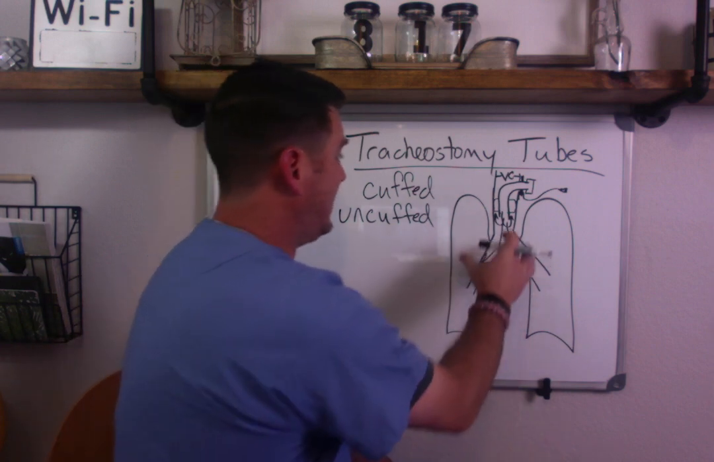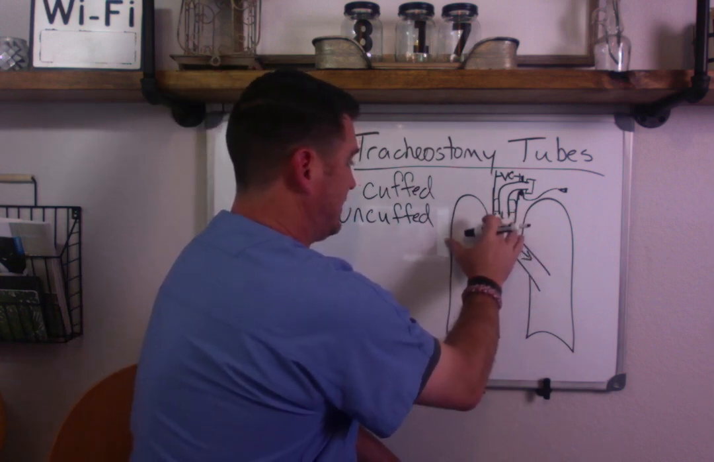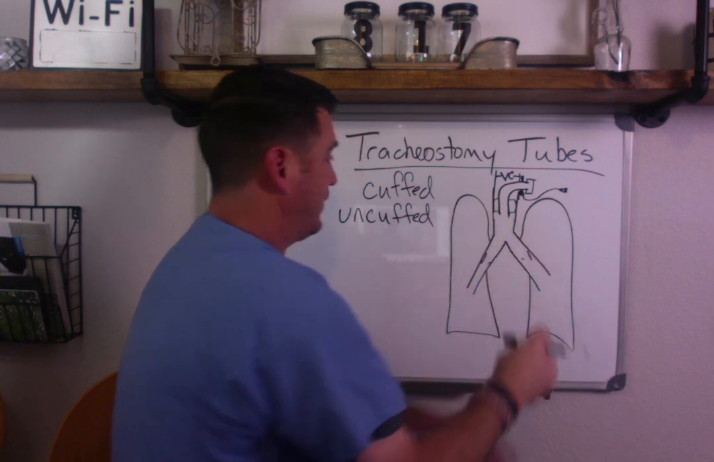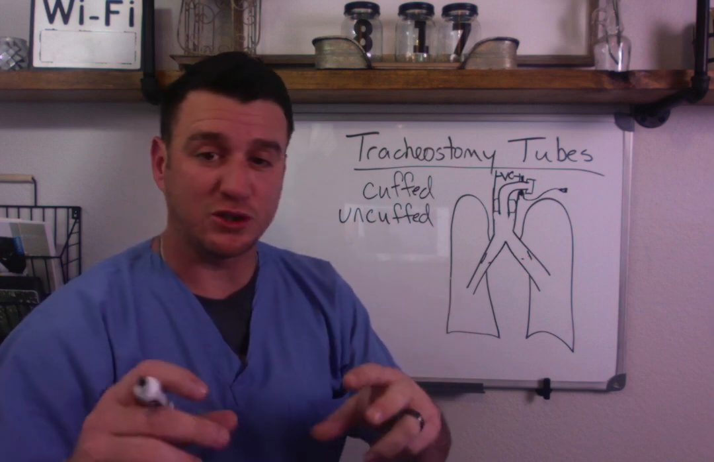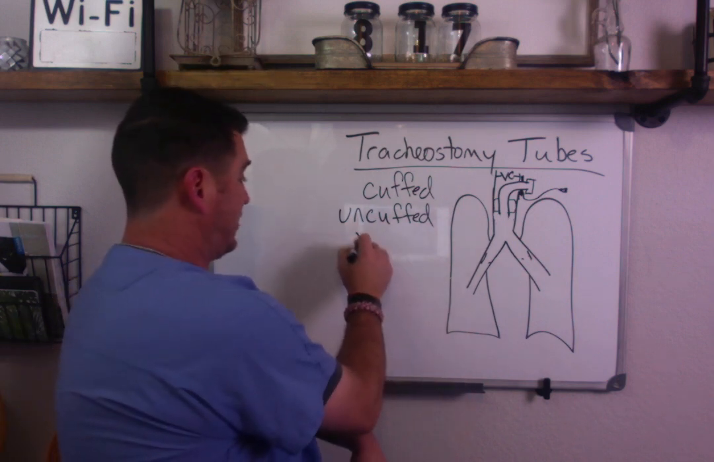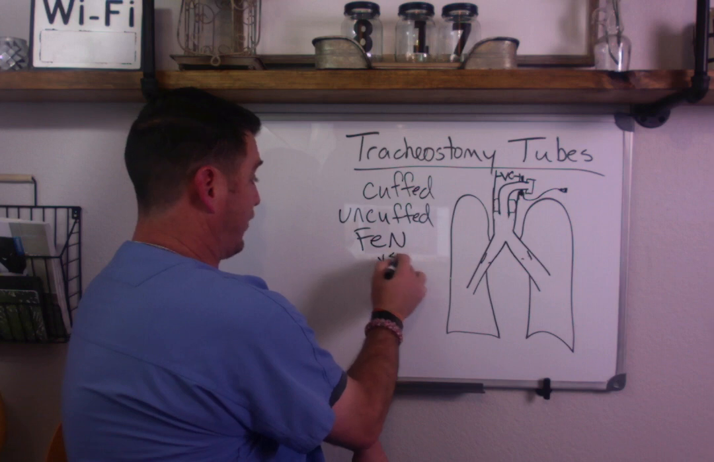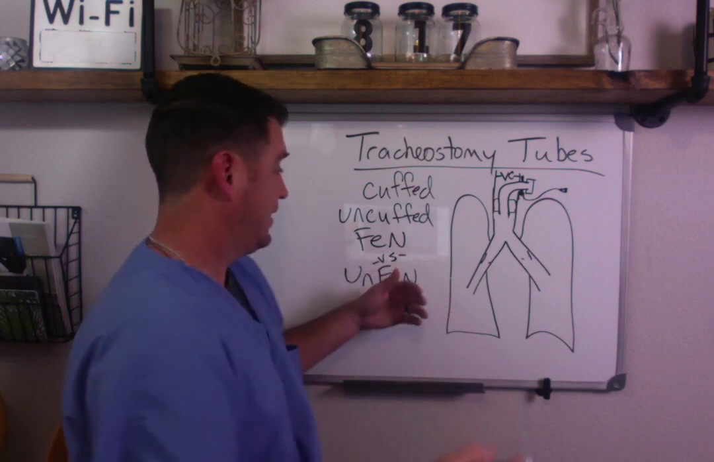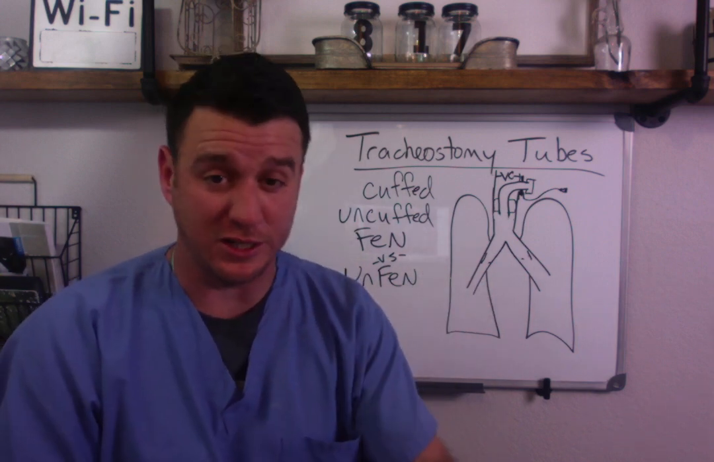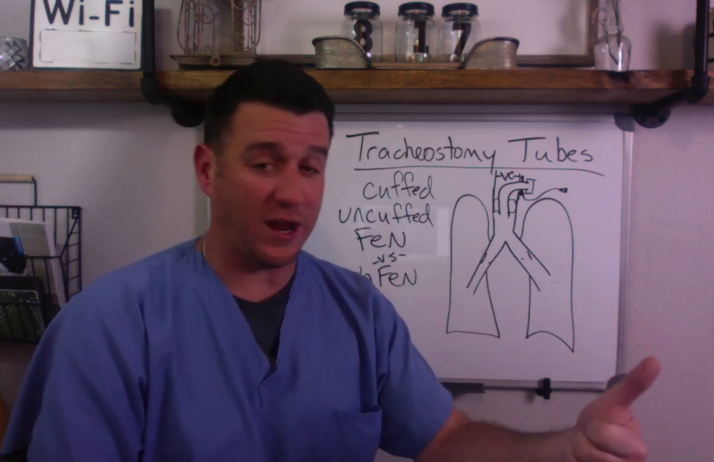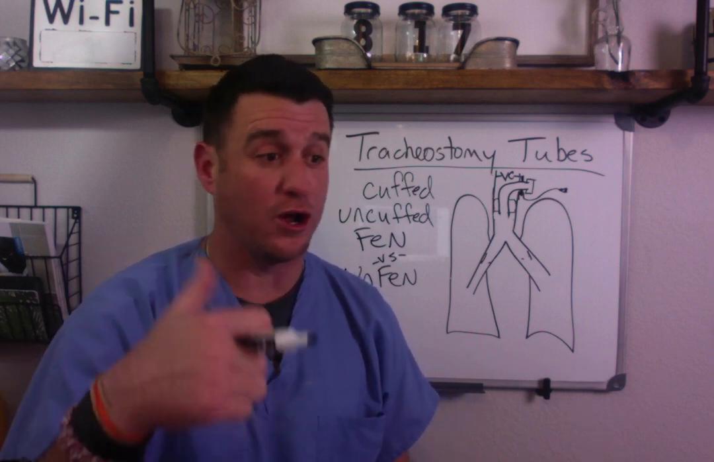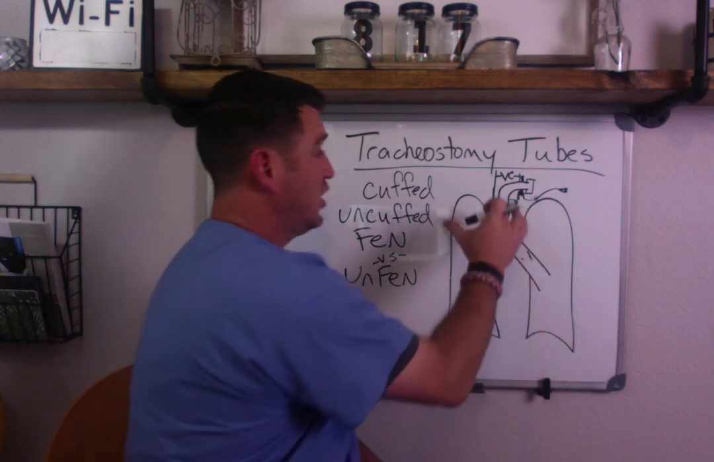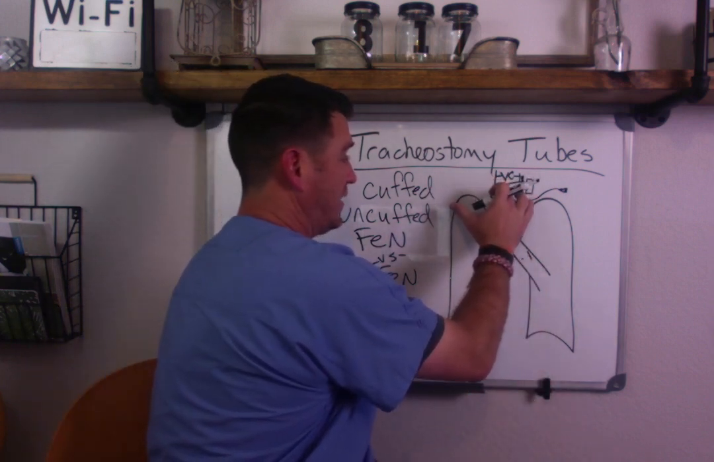Now, from here, things start to get a little bit more involved. I'm going to erase this a little bit just to clean it up. From here, we can break tracheostomy tubes down even further. We can talk about fenestrated versus unfenestrated. Now, when you say a fenestrated trach versus a non-fenestrated trach, this term fenestration refers to a hole in the trach, right about here.